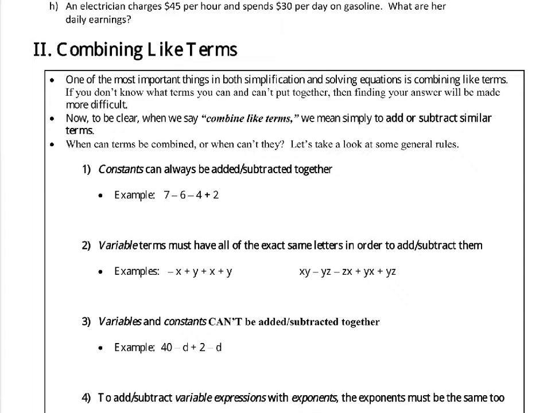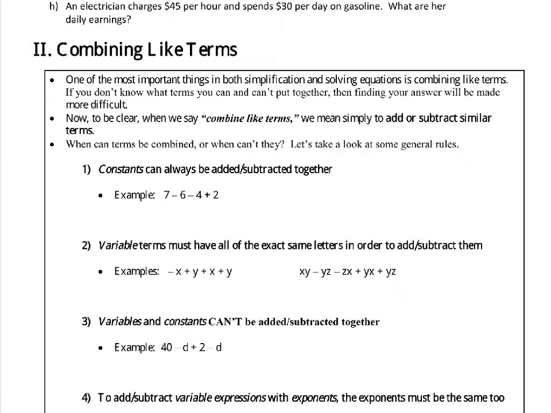As we continue to equation solve throughout Algebra 2, you're going to run into combining like terms very often. So these problems that follow are associated with objective number 2 from our notes. So again, when solving various equations, you're going to have to combine like terms. And just to be clear, as it says in the second bullet, when we say combine like terms, we mean to add or subtract terms that are similar together. So combine meaning add or subtract.